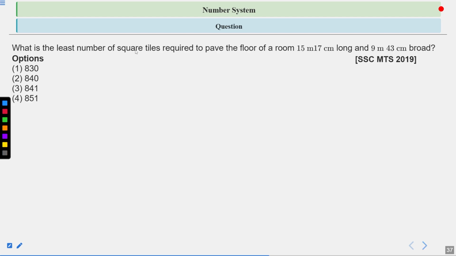What is the least number of square tiles required to pave the floor of the room, which is 15 meter 17 centimeter long and 9 meter 43 centimeter broad? This question was asked in the SSC MTS exam in 2019. There are four options. First one is 830, second is 840, third one is 841 and fourth one is 851. Now you have 10 seconds to solve this question. Your time starts now.